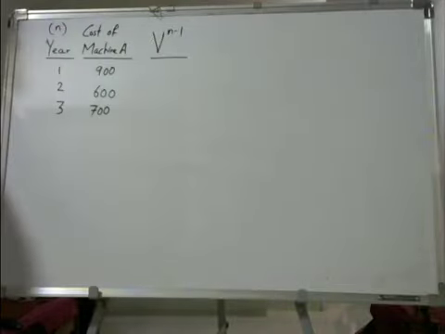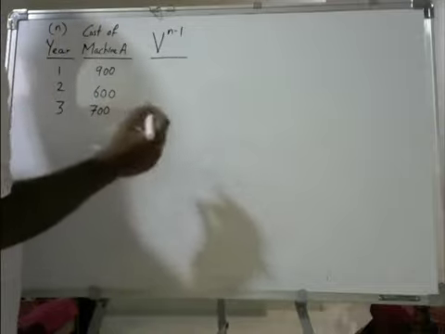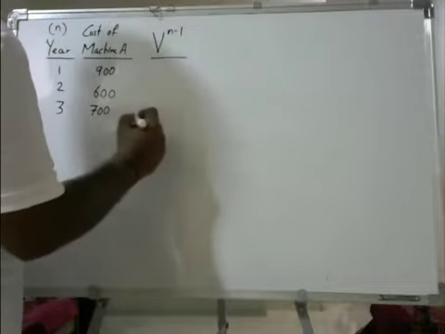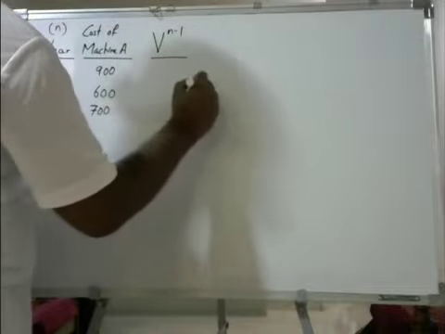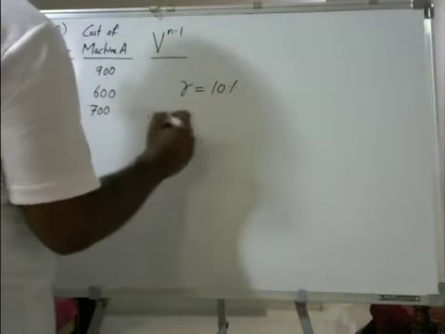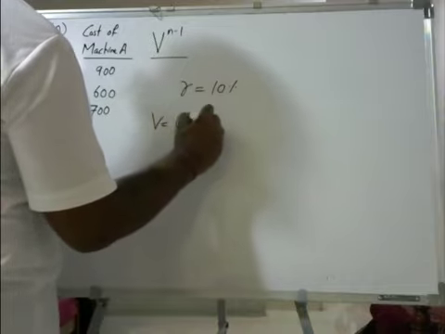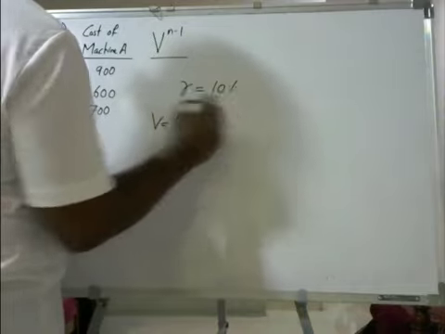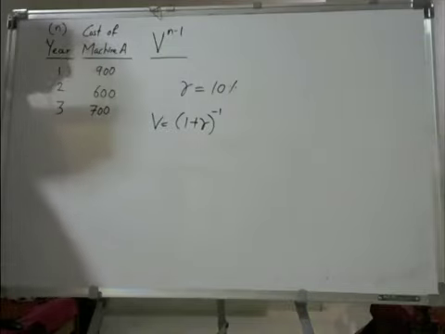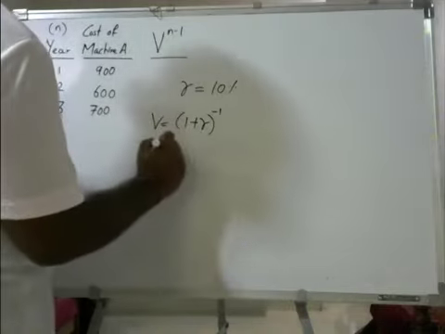Cost of machine. Now, how do we calculate V? So we already know the R is given here, that is 10%. Then when R is given like this, V is equal to (1 plus R) raised to minus 1. Okay, this is the discount rate. Now when this is the discount rate, we need to calculate.